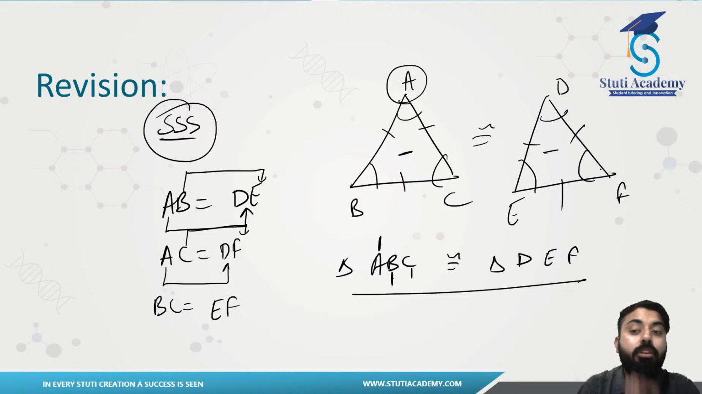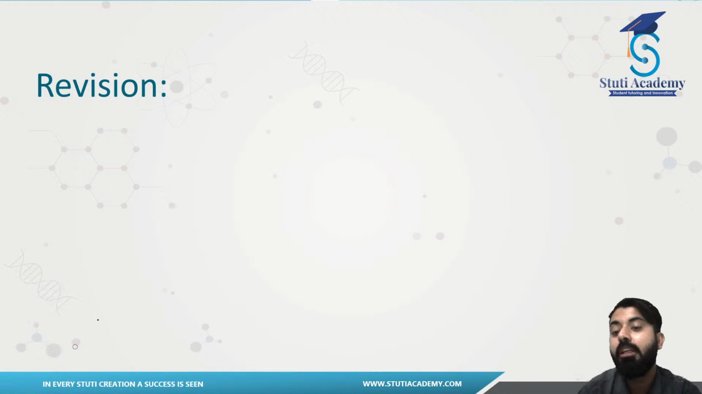So in congruent figures, you must remember this: all 6 parts of the triangles will be congruent to one another. That will be the main thing. That was the case of your side congruency criterion. Now we were talking about the side angle side congruency criterion.